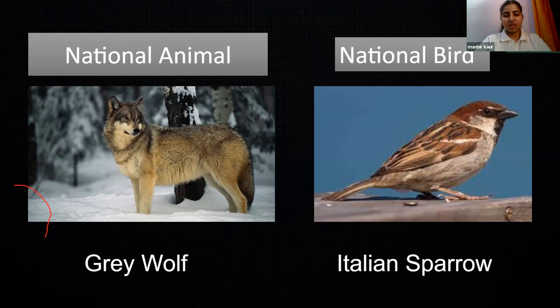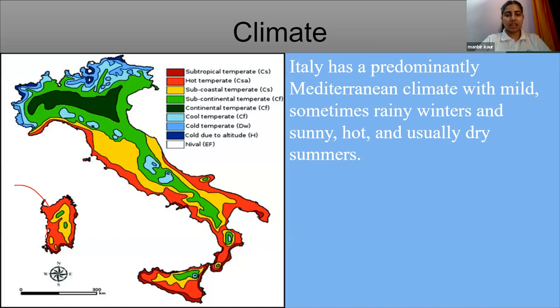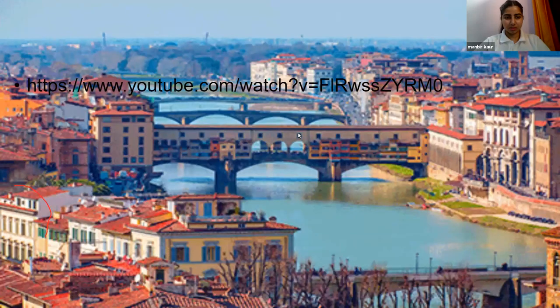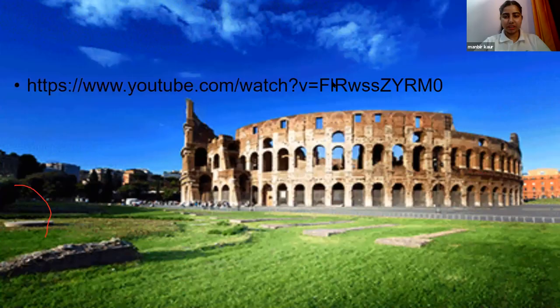Okay, so coming up with the next slide. The climate condition of Italy is predominantly Mediterranean, with mild, sometimes rainy winters and sunny, hot, and usually dry summers. In this map, the region highlighted in dark blue is cold due to the altitude. The region highlighted in red or maroon has hot temperatures. And the region marked green has a subcontinental temperate climate. I hope the climate is clear to you all. We will have a look at this video at the end of the session.